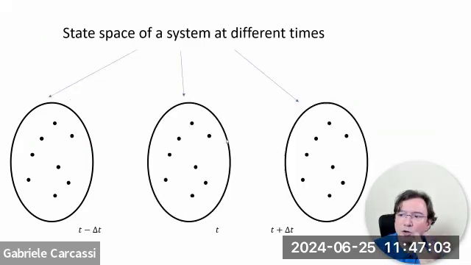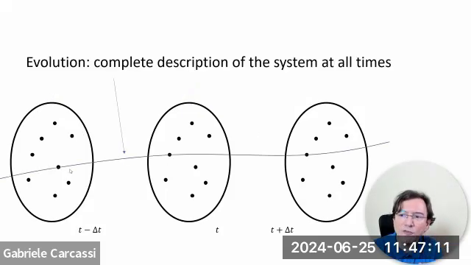And then you say, okay, I'm going to have the same state space at each time. This is the present, this is the past, and the future. And then I will call an evolution a complete description of the system at all times. So if I told you what the system did at every moment in time, of course, that's the most amount of information that I can tell you about the system. That's a complete statement about the system. If I only tell you the state at a particular time, I'm telling you much less.